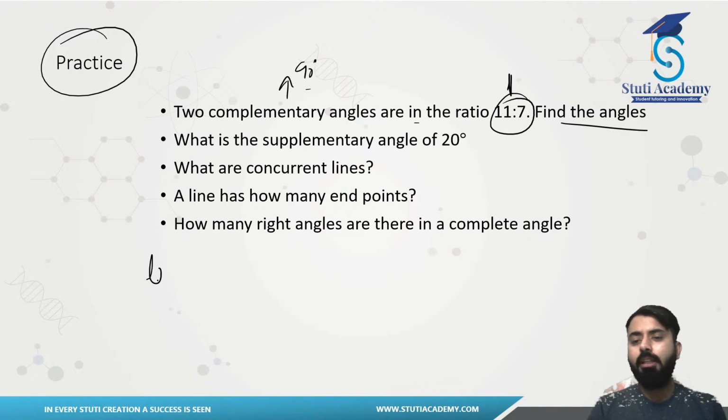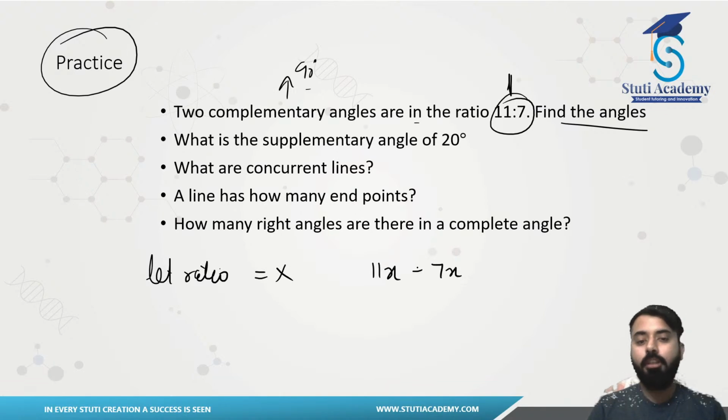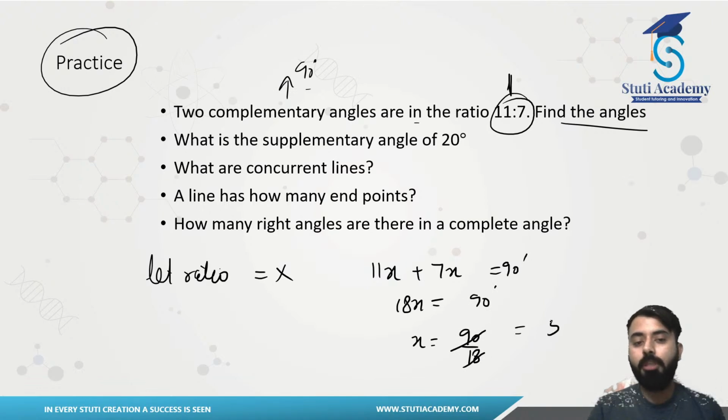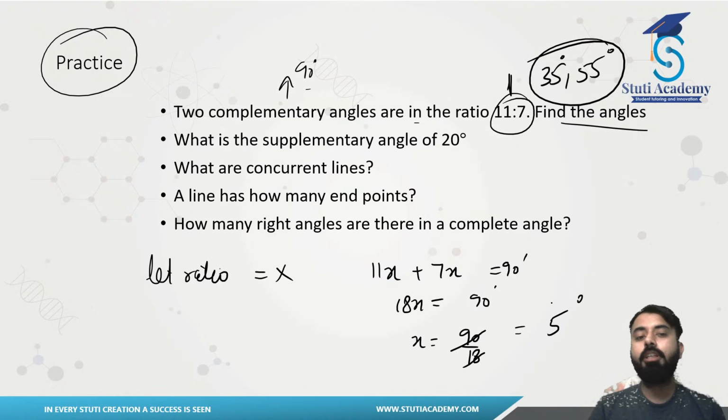Quite easy. Let the ratio be x, right? So the first angle will be 11x, another will be 7x. The sum of those angles will be 90. In short, 18x equals 90. So x will be what? 90 by 18. If you solve this, x will be 5. So your angles are what? 35 and 55. Your angles will be 35 degrees and 55 degrees. I hope you understand this, right?